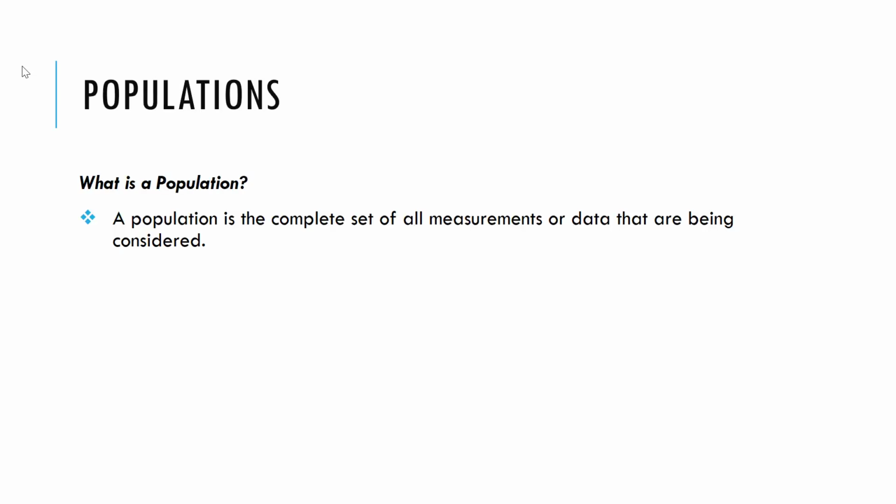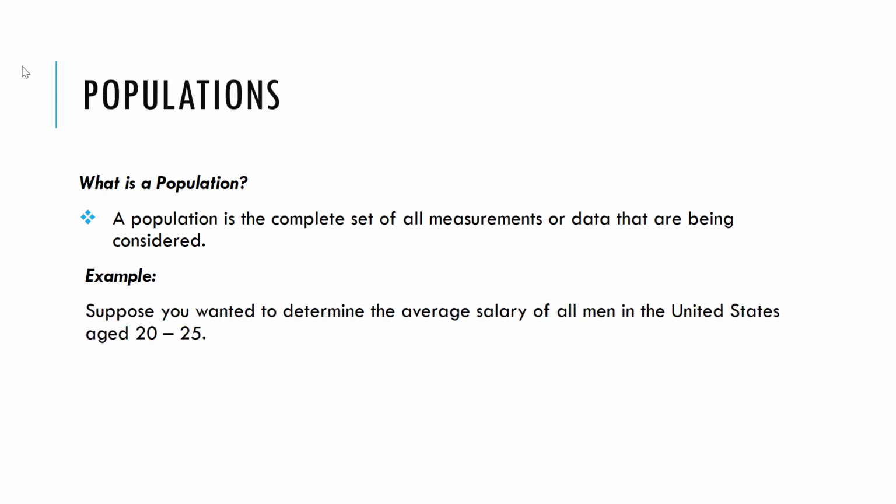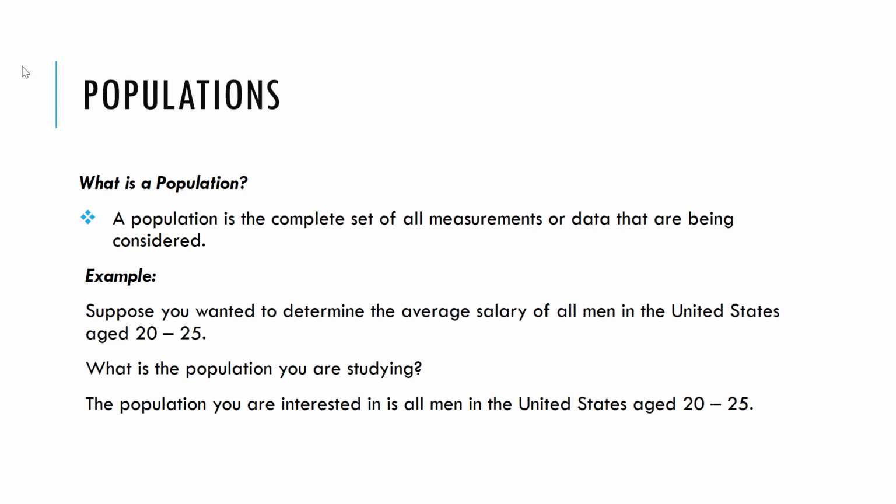What is a population? A population is the complete set of all measurements or data that are being considered. Here's an example. Suppose you wanted to determine the average salary of all men in the United States aged 20 to 25. What is the population here? If you want, you can pause this video and think about it. The population you are interested in, according to this example, is all men in the United States aged 20 to 25.